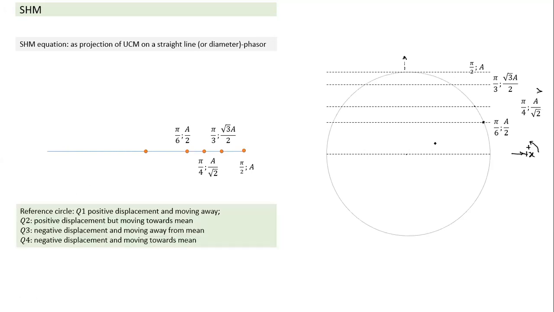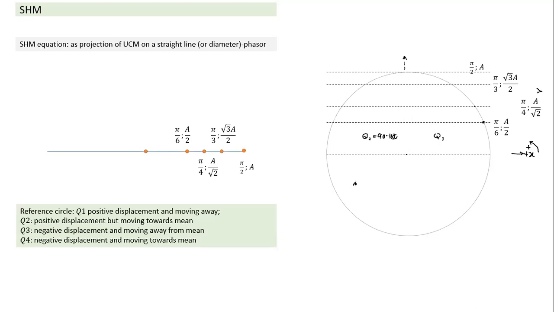If I look at the reference circle, I can call the phase between 0 to 90 the first quadrant. In the first quadrant, the particle is moving away from the mean position and it reaches the extreme point. What happens in the second quadrant, when the phase angle is between 90 and 180? The displacement is still positive, but it is moving towards the mean position. Just imagine a particle moving like this: its y coordinate is decreasing, coming to the origin.